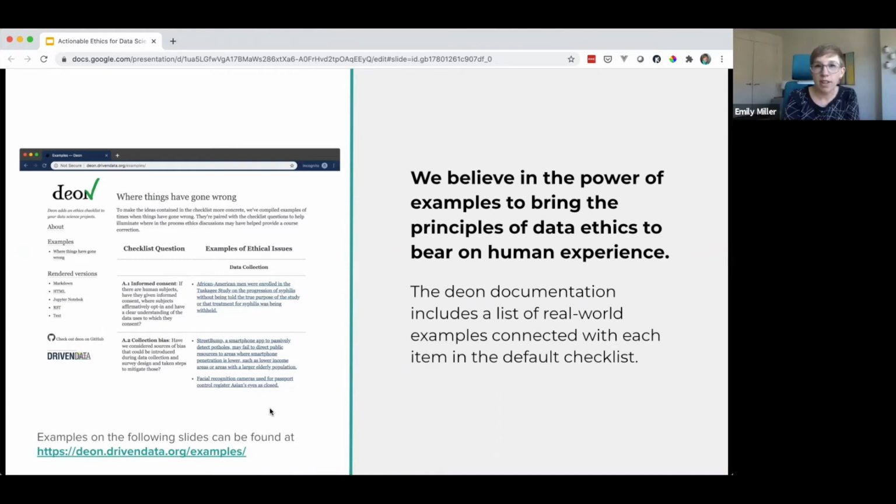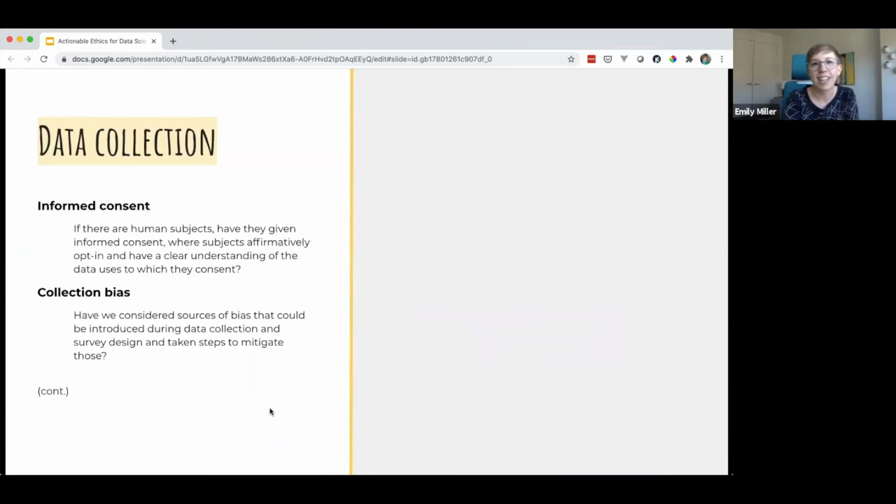So now I'm going to walk through the checklist content itself and give you a sense of what's on it, as well as just one example in each section just for time. So we'll start with data collection. Our first item here is informed consent. So if there are human subjects, have they given informed consent? And by that, we mean have subjects affirmatively opted in, and do they have a clear understanding of the data uses to which they consent? So this is really important to avoid having exploitative relationships and making sure that people have an understanding and control over what data uses they are consenting to.